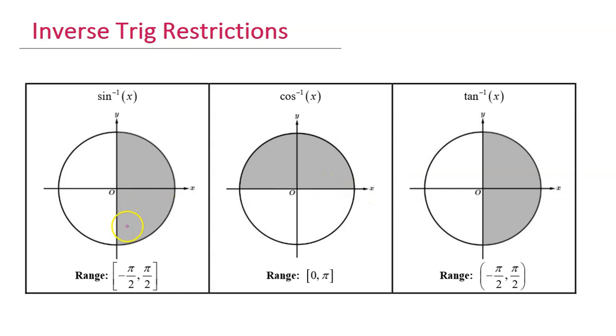The value of arcsine can only be between negative pi over 2 and positive pi over 2. The value of arc cosine can only be between 0 and pi. And the value of arc tangent can only be between negative pi over 2 and positive pi over 2.